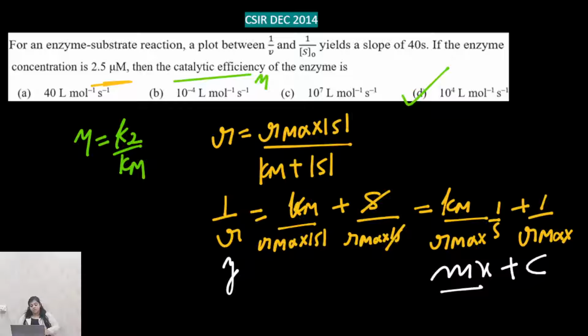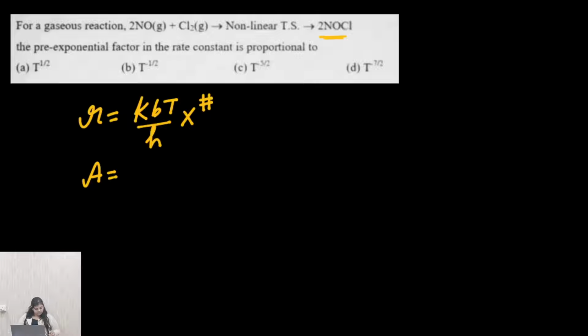Now the next one we have is this question for a gaseous reaction involved between 2NO and Cl2, leading to a non-linear transition state, giving us the product 2NOCl. The pre-exponential factor in the rate constant is proportional to what? The rate expression we have is dependent upon kBT by h into the x of the activated complex. So the A value that you have is this. Along with this, the exponential factor is also there in the rate expression.